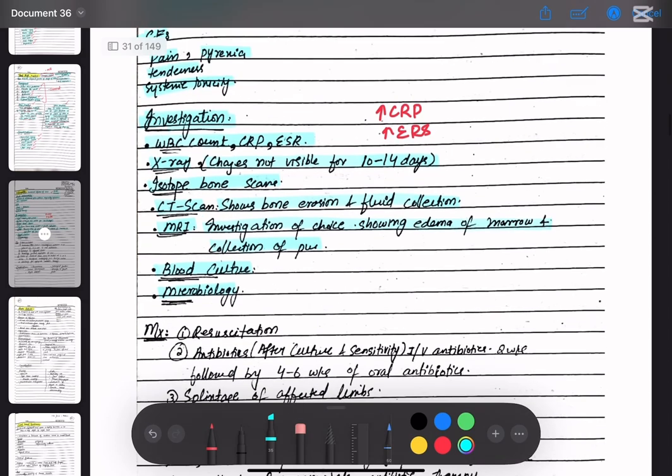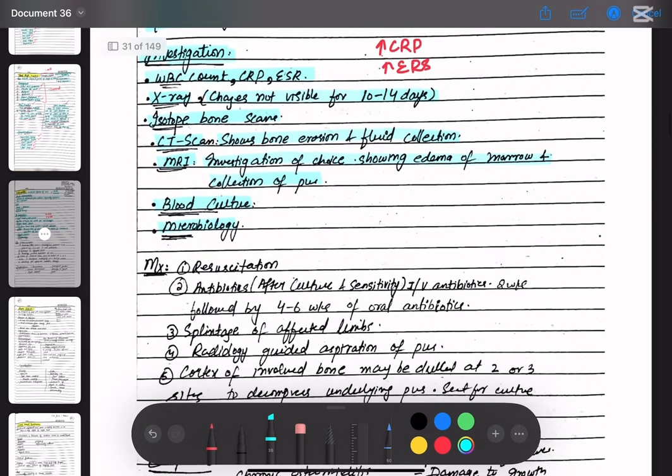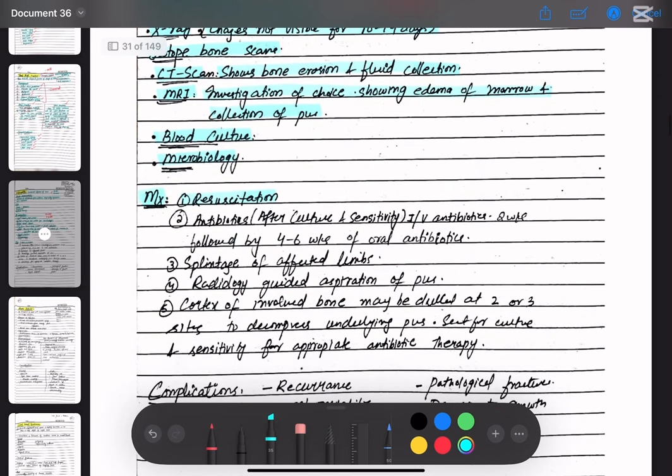These are the specific investigations that are done for the case of osteomyelitis. Then the management options are resuscitation, and antibiotics are given after culture and sensitivity, and intravenous antibiotics for 2 weeks are given, which are followed by 4 to 6 weeks of oral antibiotics.